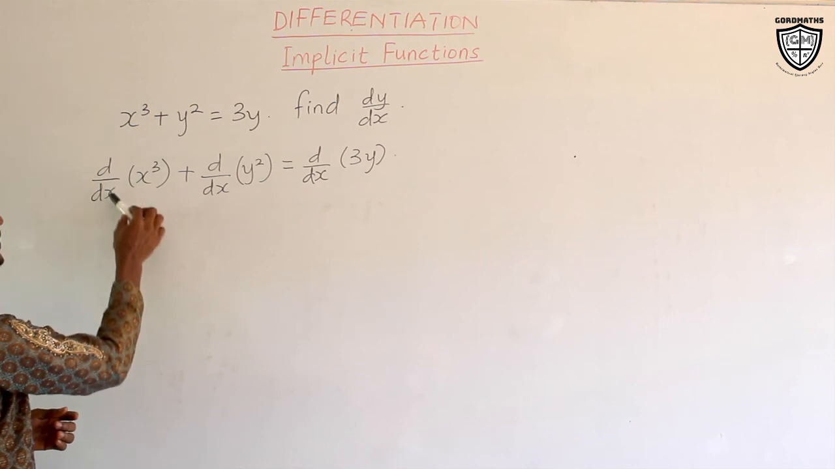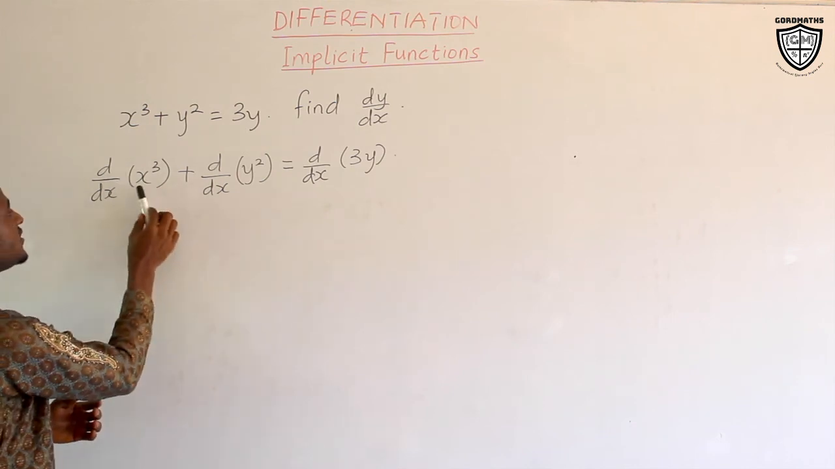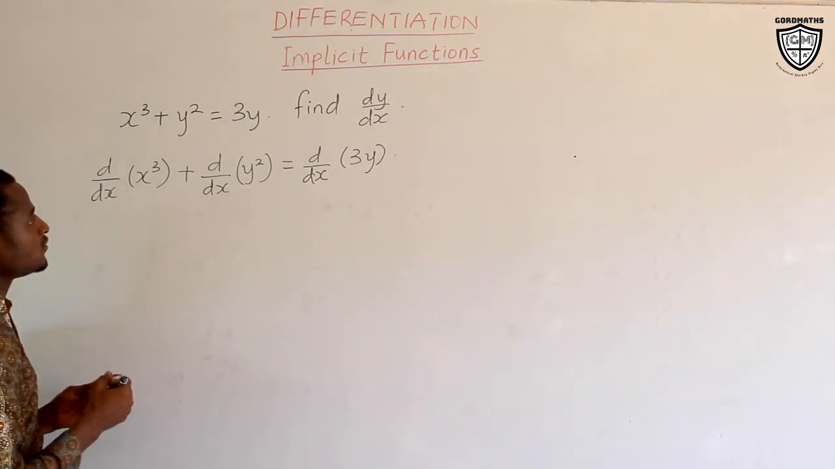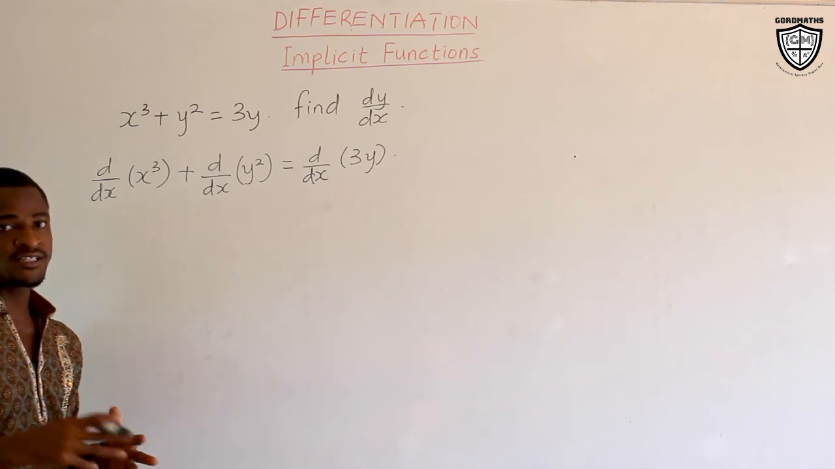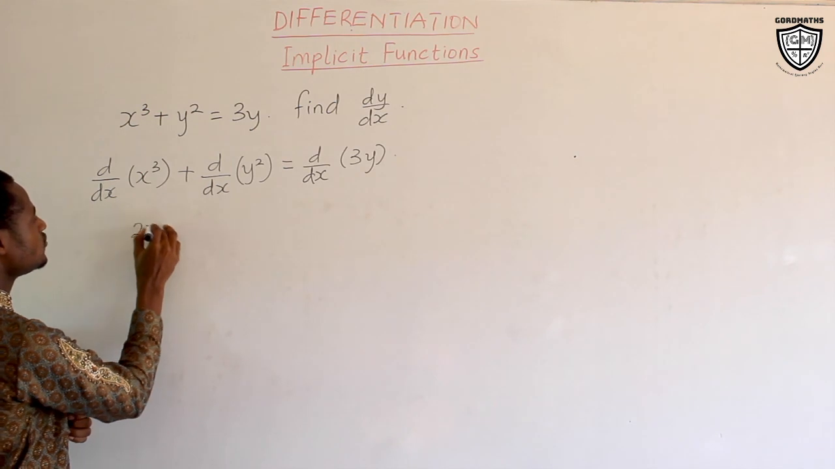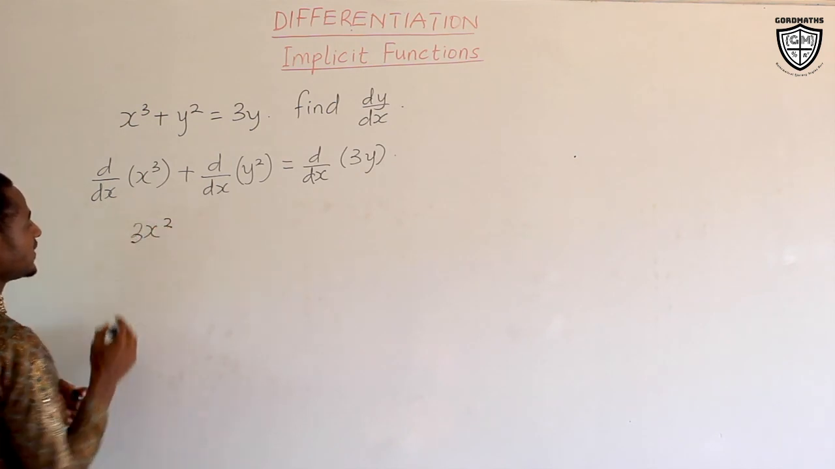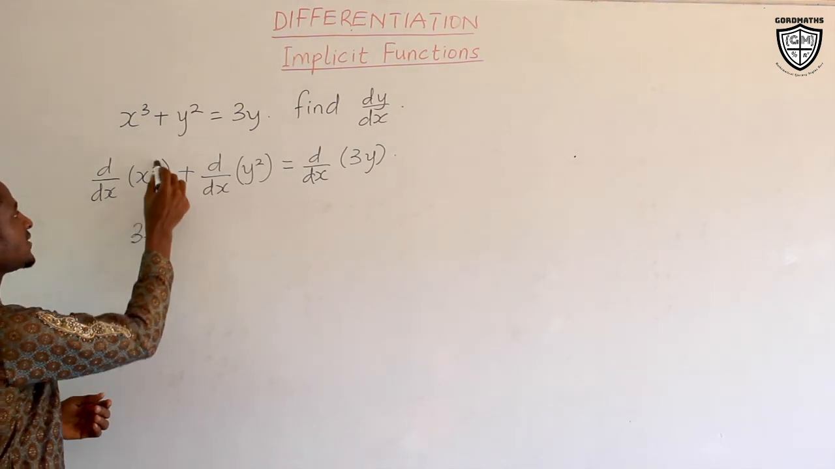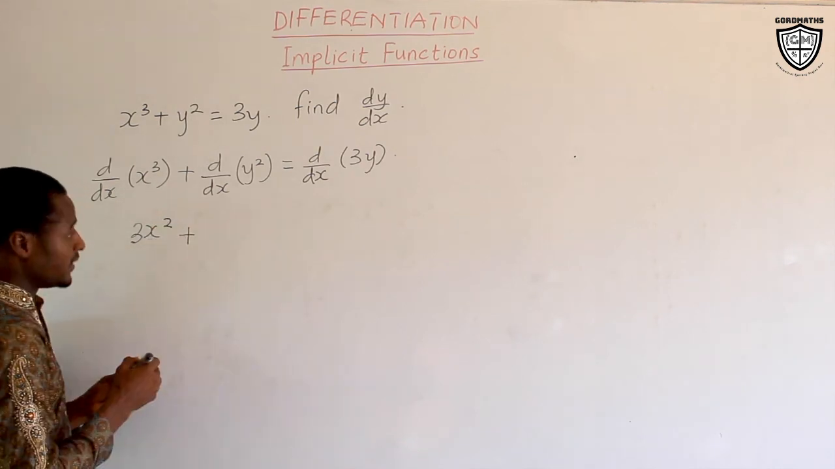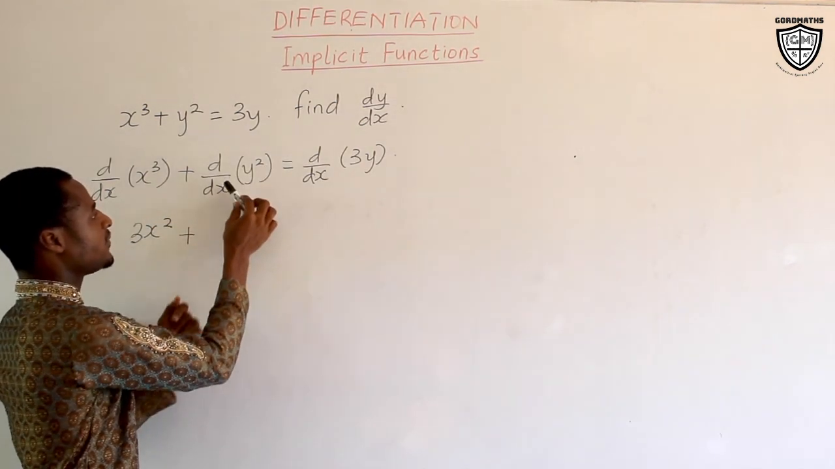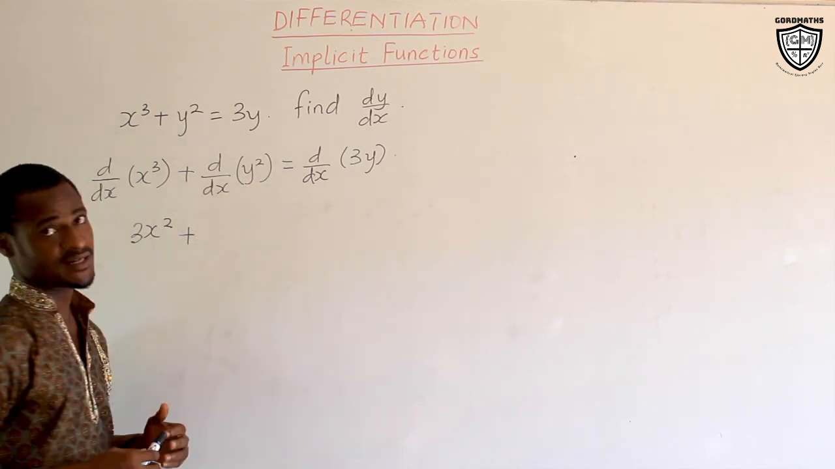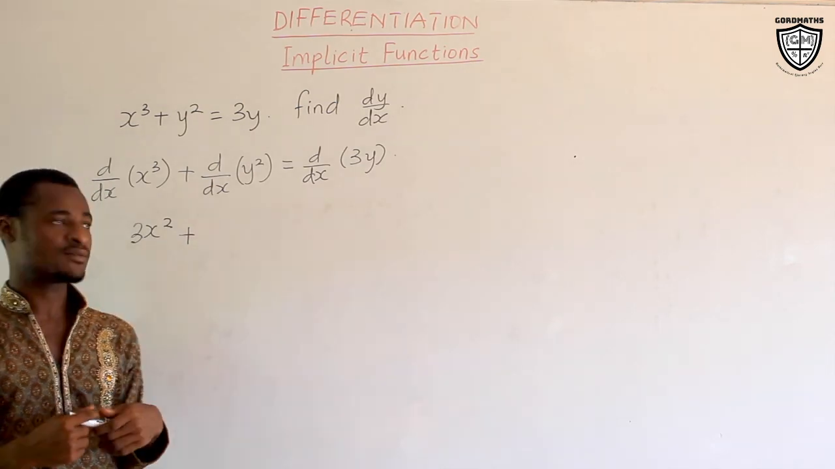Now, d dx of x cubed means we want to differentiate x cubed with respect to x. And so, when we differentiate x cubed from the general rule of differentiation as discussed in our previous lessons, x cubed will give us 3x squared. That is, we multiply the function by the power and then we subtract 1. Plus, now we want to differentiate y squared, but we want to do that with respect to x, where there is no x in this function, and so this becomes impossible.